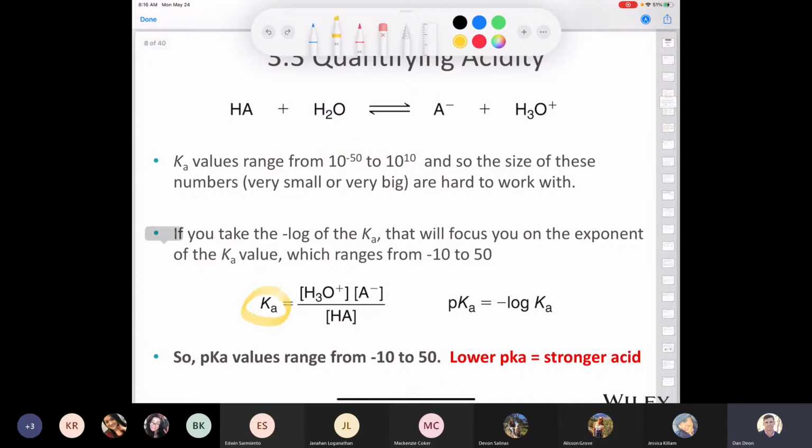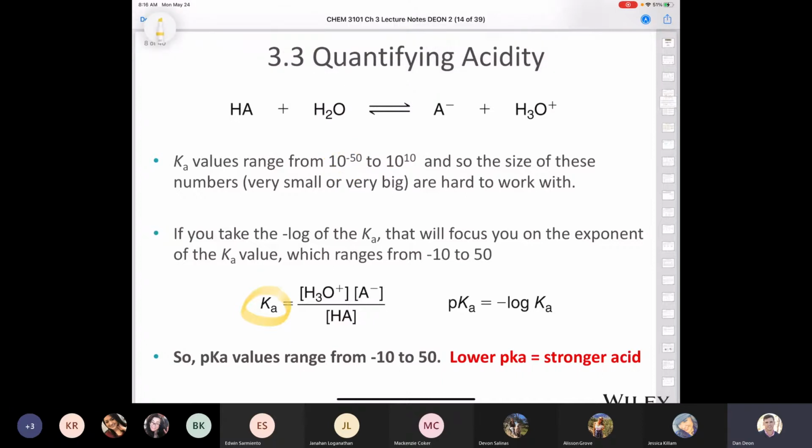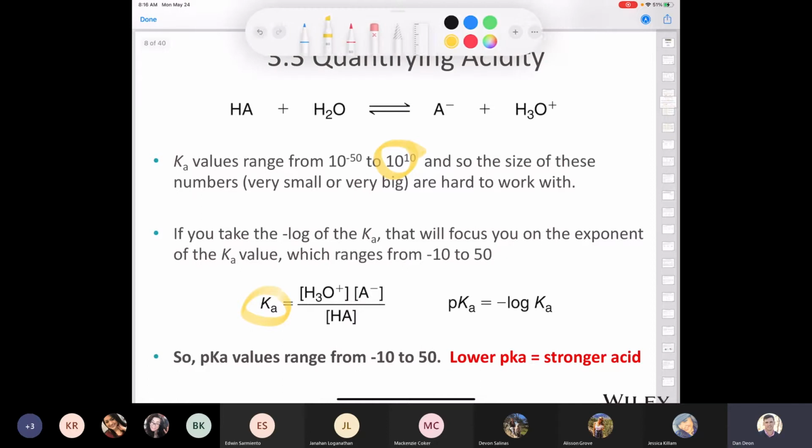Now, I know I would probably be the first guy to lose track of that many zeros. Let's say it was 10 to the power of negative 47, and I had to write those, I would lose track of that. But the whole idea is that Ka values cover a really wide range. We can have strong acids that donate a lot of protons, so the value of our Ka is going to be really high. Or if we have a weak acid, the value of our Ka is going to be really small.